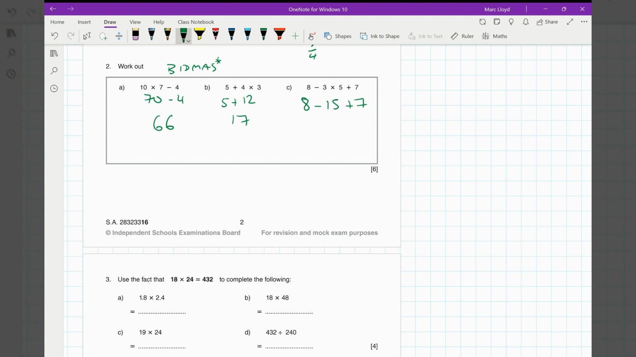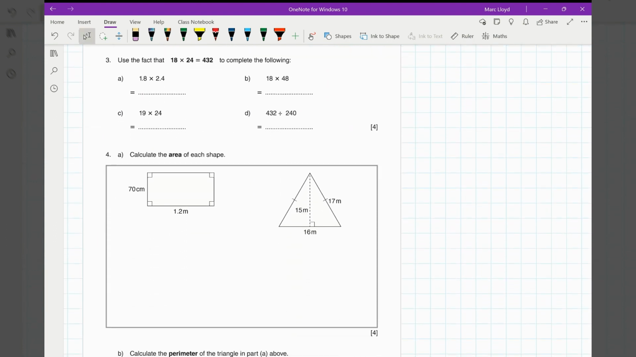So we're not going to do the addition first because it's like before the subtraction in BIDMAS. We just go from left to right. So 8 minus 15 is minus 7. And then when we add those two together, we get to 0. So just be very, very careful of that.